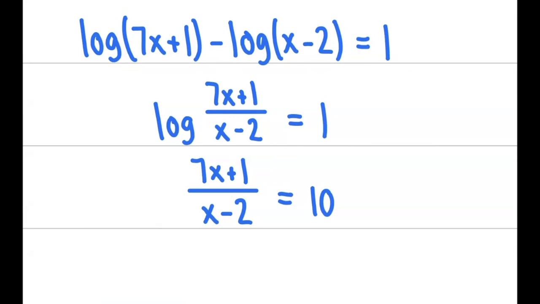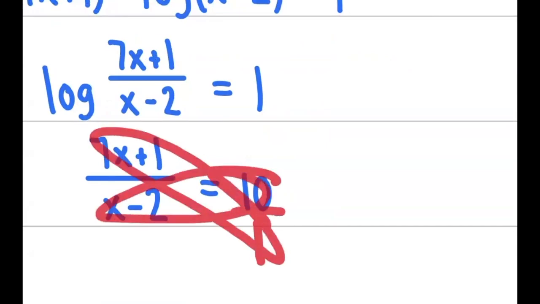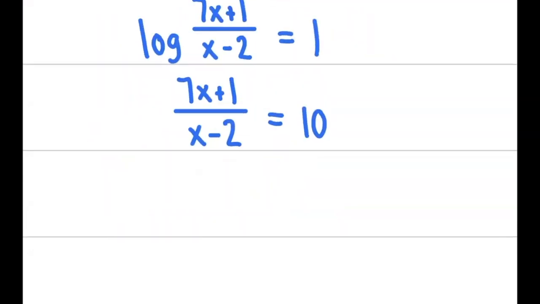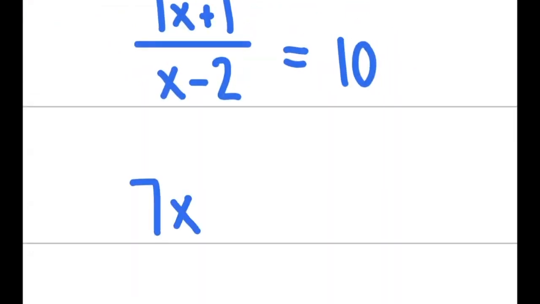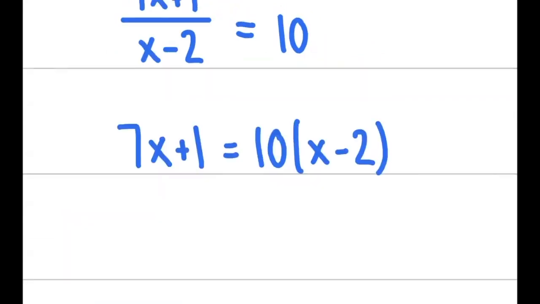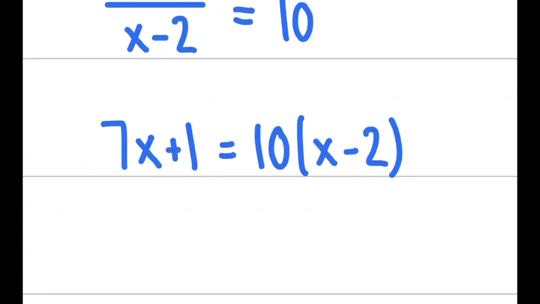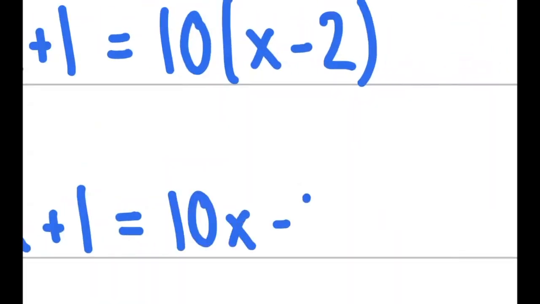Yeah, I was just going to say multiply both sides by x minus 2, but that's the same thing as cross multiplying if you treat the 10 as 10 over 1. So multiply both sides by x minus 2. You're going to get 7x plus 1 equals 10 times (x minus 2). So this is like a 7th grade equation now, a pre-algebra equation. So I'm going to distribute this 10. I'm going to get 7x plus 1 equals 10x minus 20.